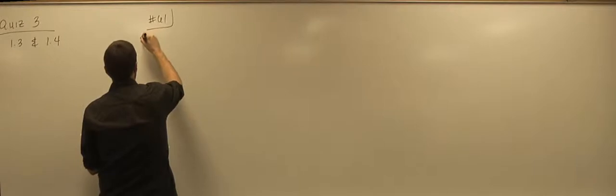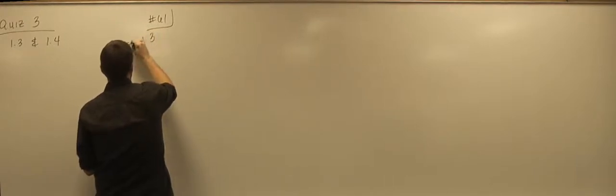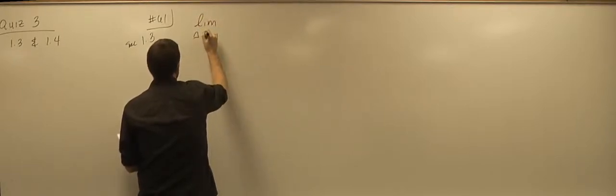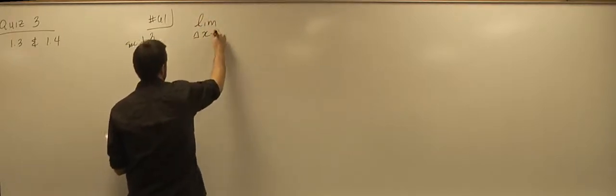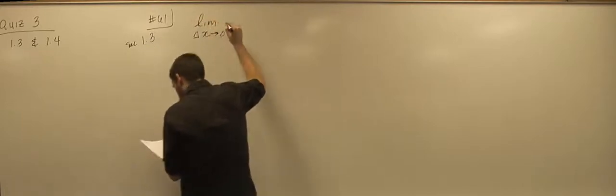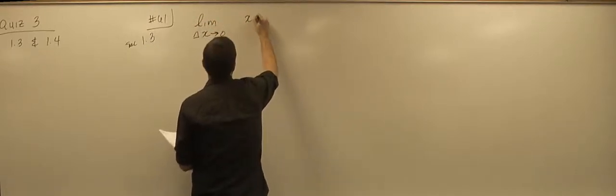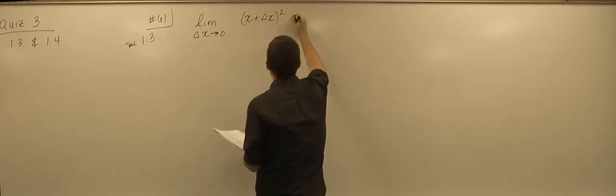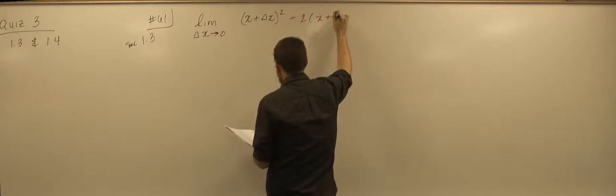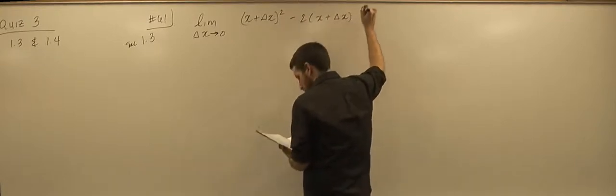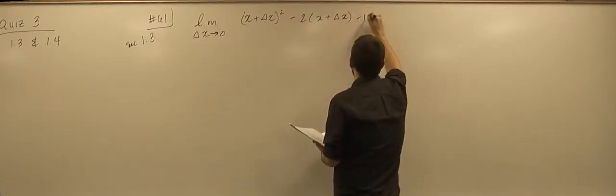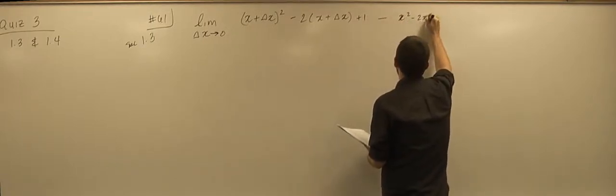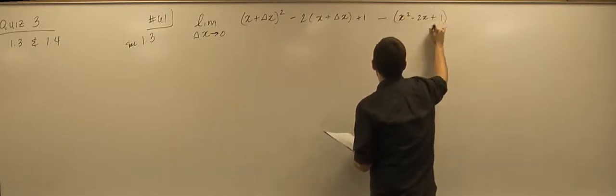So this is section 1.3. And it says find the limit as change in x, or delta x, goes to 0 of x plus delta x squared minus 2x plus delta x plus 1 minus x squared minus 2x plus 1, all over delta x.